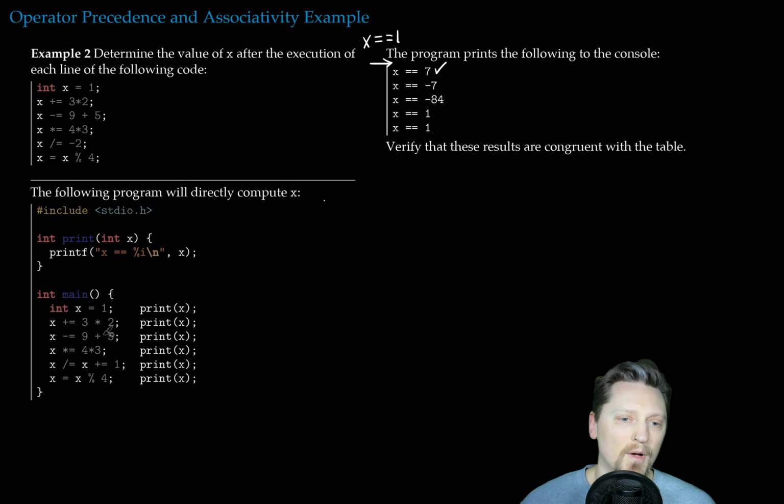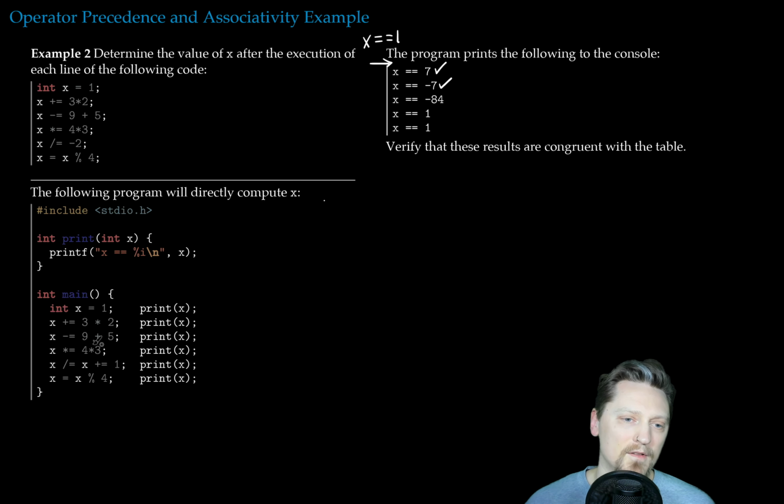Okay, the next one we have plus. Plus was right below multiply in the precedence table, so it also has a much higher precedence than the minus equal, which is the same as plus equal precedence. So we'll do 9 plus 5, which is 14, and we'll subtract 14 from 7, which was what x was to start this line. So 7 minus 14 will give us negative 7, which is what the program prints.